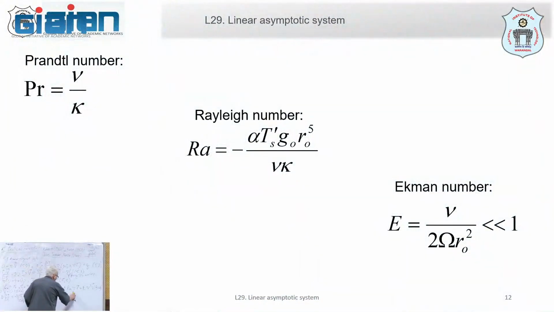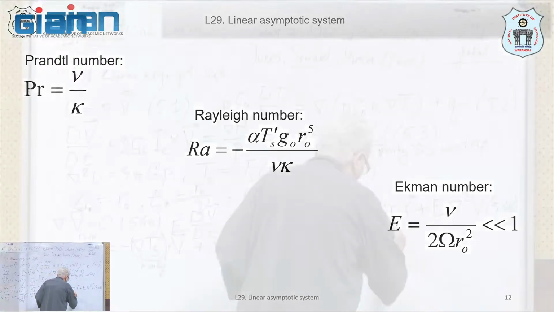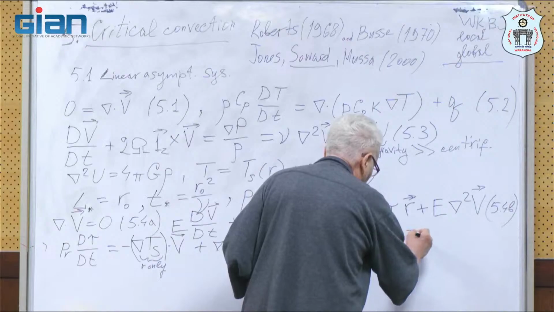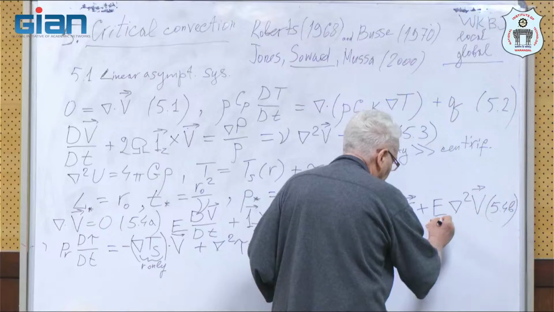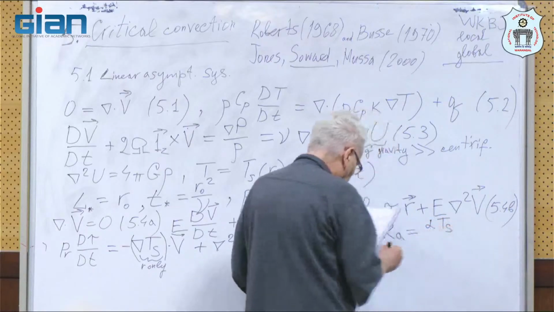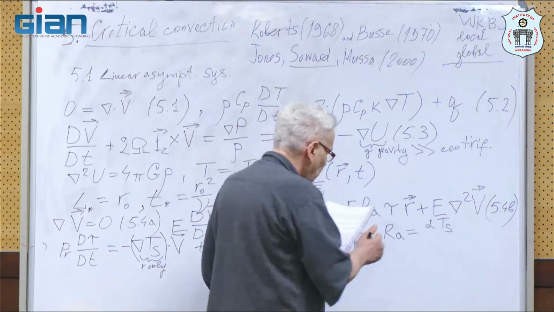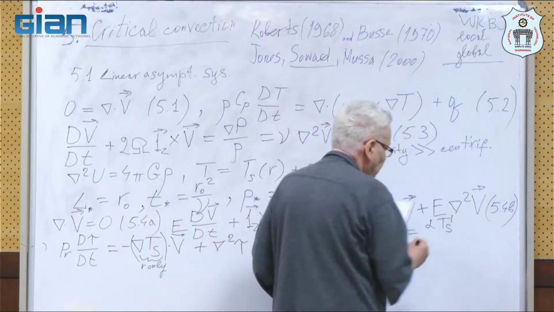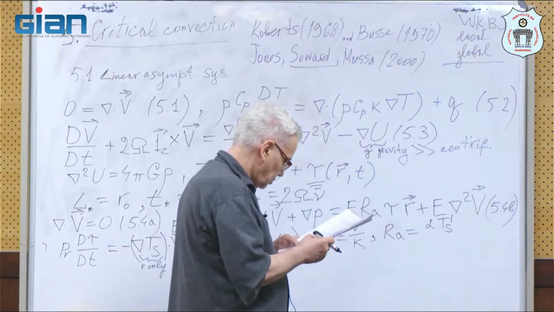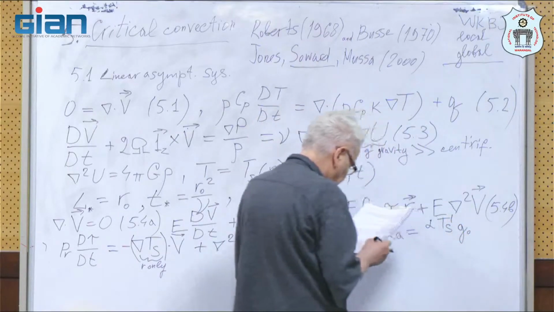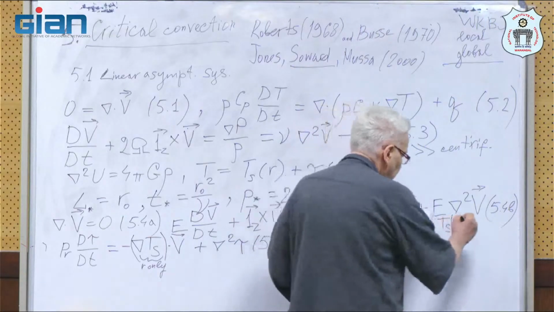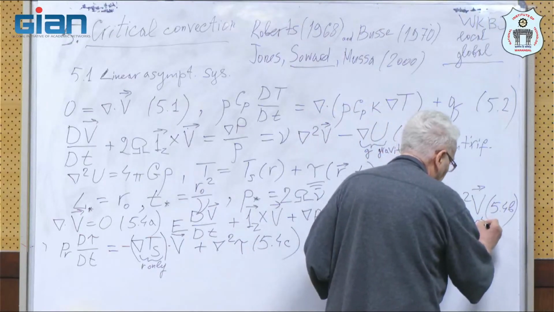Maybe I was a bit in a hurry. So the next, the Rayleigh number, which is equal to alpha, Ts prime, actually the derivative of this state. Then there is the gravitational acceleration on the outer boundary, and there is the radius of the outer boundary.